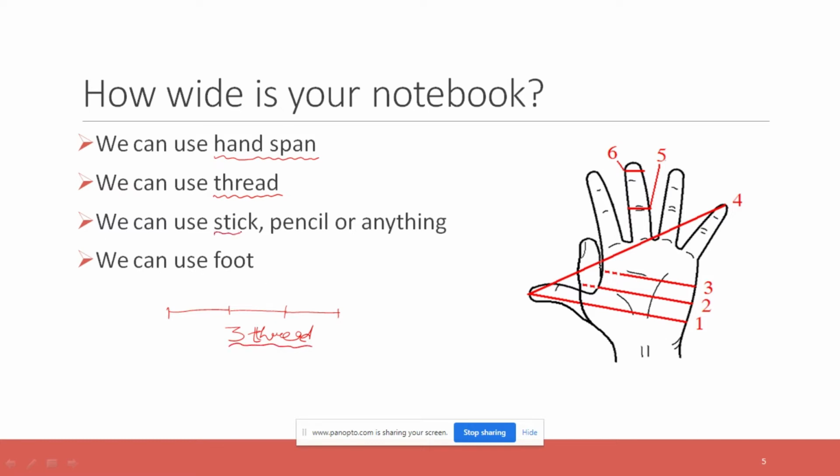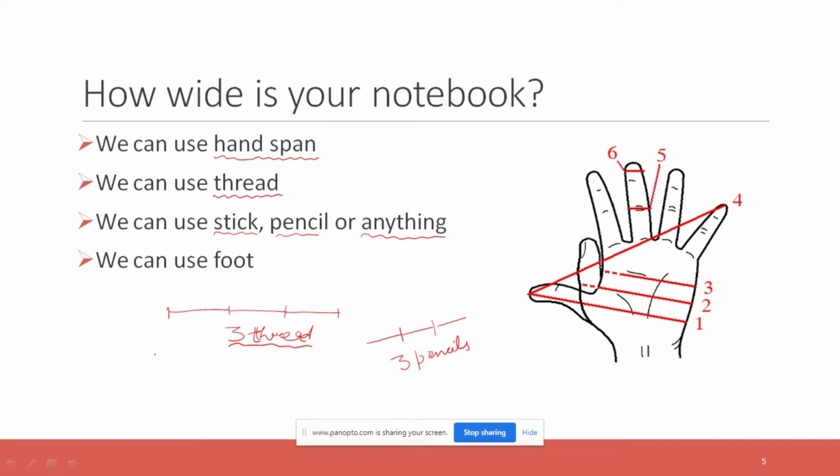Similarly, you can use any stick, or a small pencil. You can keep your pencil, then you will again keep that pencil, and again keep that pencil. So you can say that the book is 3 pencils wide, right? Similarly, you can use other things also, right?